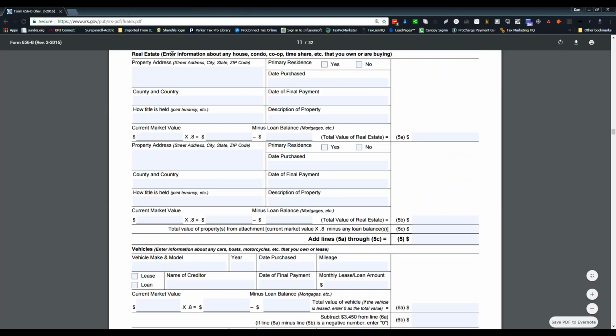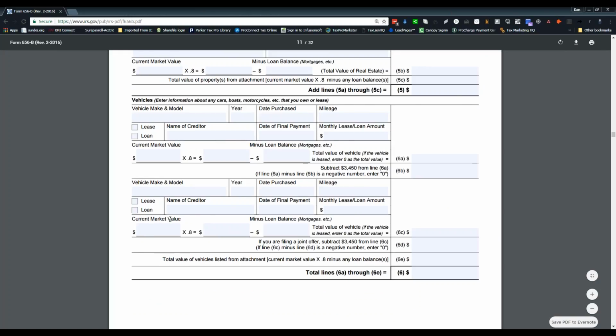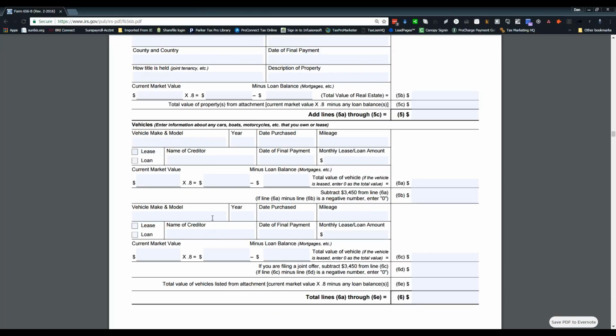Section 3, as you can see, now we're starting to get into real estate. As far as real estate is concerned, you're looking at house, condo, co-op, timeshares. This includes whether it's their primary residence or a rental property. Next, you're going to look at vehicles. Unless they're driving really expensive brand new cars, and even then there's probably a lot of debt on those assets, there's probably not going to be much value.